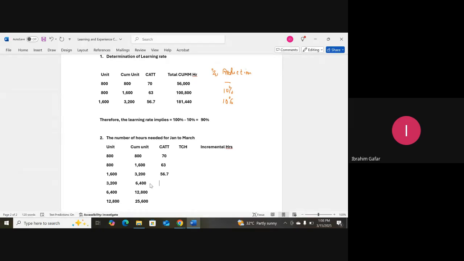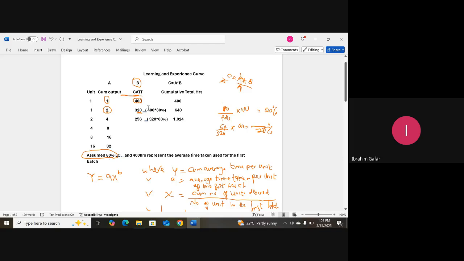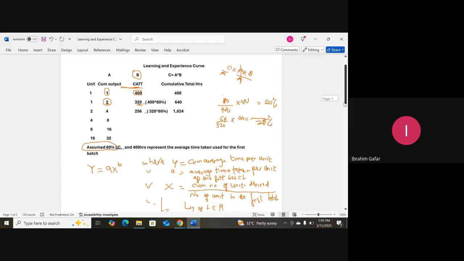Then how will you calculate this one? This times 90%. So 90% times 56.7 gives 51.03, because that's what we did here. To get the next one, you have to multiply it.